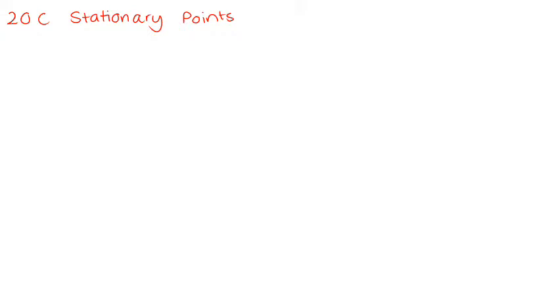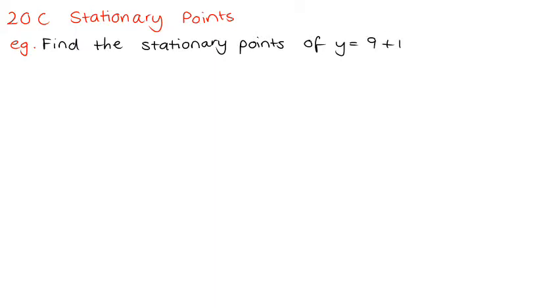So the first example, essentially: find the stationary points of the function y equals 9 plus 12x minus 2x squared. How do we find the gradient of a curve? Derivative. Great. So what's the notation for this function? dy dx. Very good.